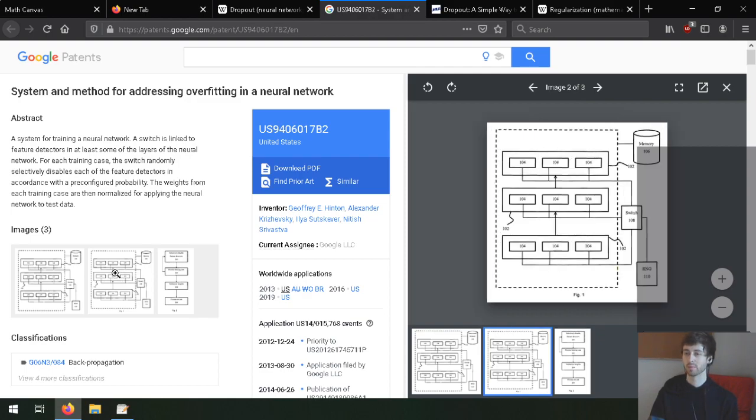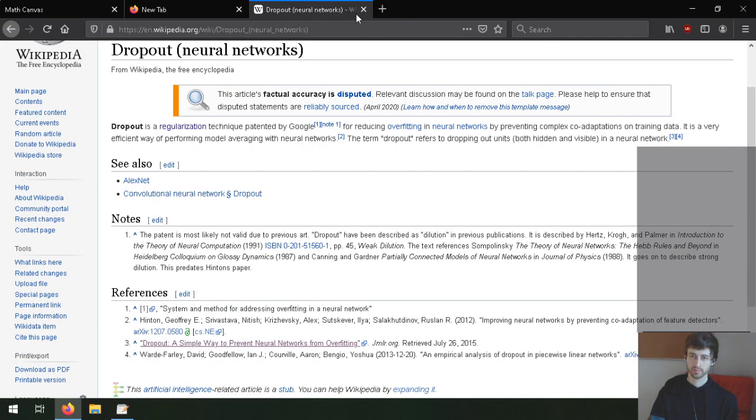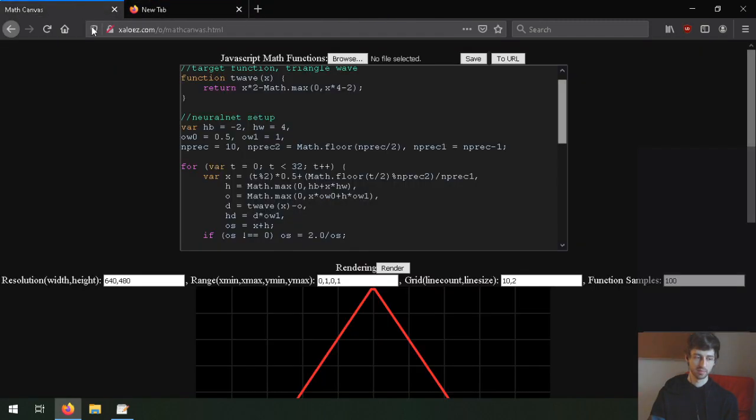You can patent the most abstract stuff. My god. Alright. So Google's just trying to own machine learning, I guess, by buying up absolutely everything. I guess that's not really new in the tech world.